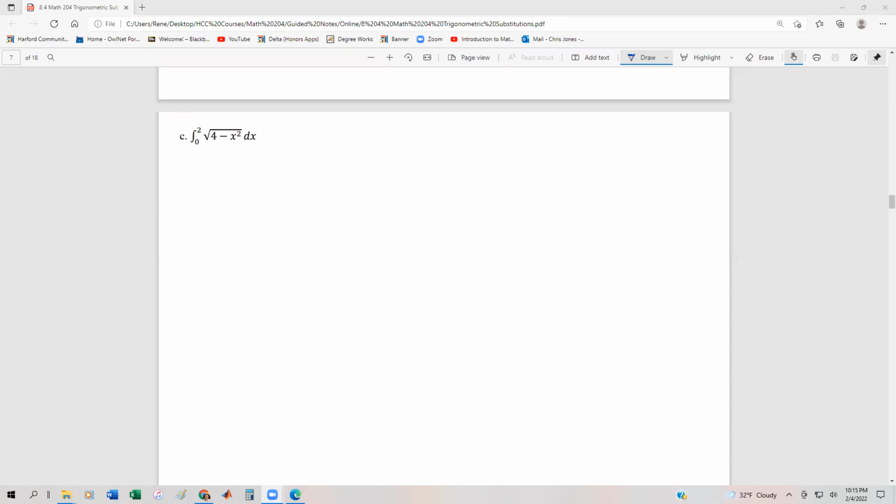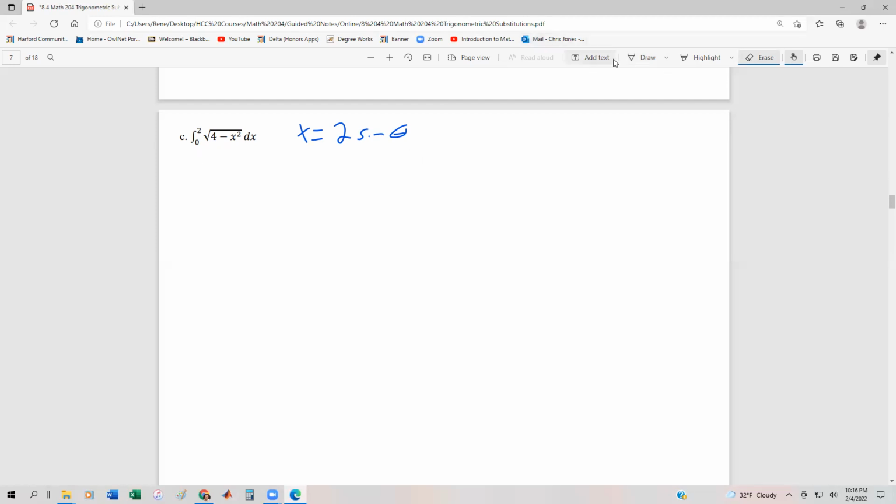So we're going to go back and notice that this is of the form a squared minus x squared. And in this case, a is going to be equal to 2. Okay, so that's easy enough. And so our trigonometric substitution is x equals 2 sine theta. Remember, it's sine theta whenever we have a constant minus x squared.